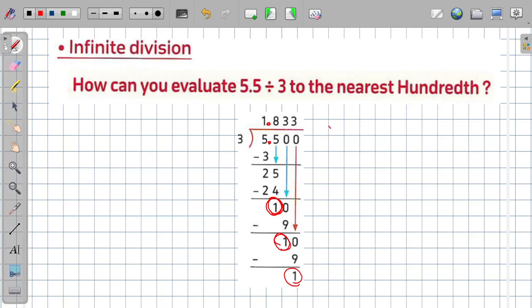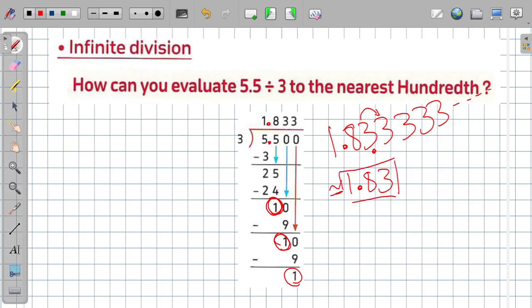So the result will be 1.8333333 with no end. So this is the reason that he told me that I want to round the result to the nearest hundreds. So here I will round the answer to the nearest hundreds. So I have 3, and the next digit will be 3. So I can say the result will be rounded to 1.83. So this is our approximation answer, not our final answer.